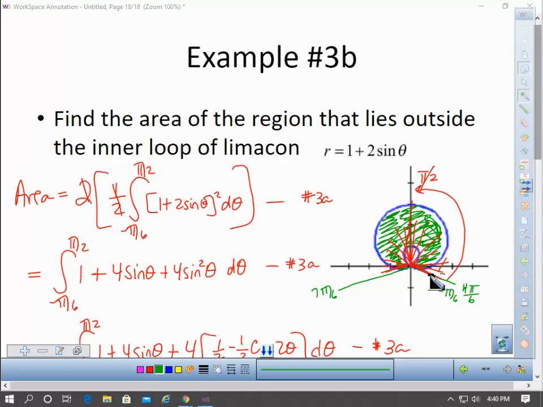So I did the area from negative pi over 6 to pi over 2. I doubled it to get this other half over here as well, but that includes this loop. So then I had to subtract my loop answer from 3a to get just the green part. Just the green part. All right.